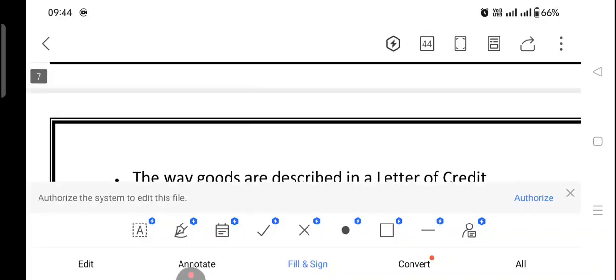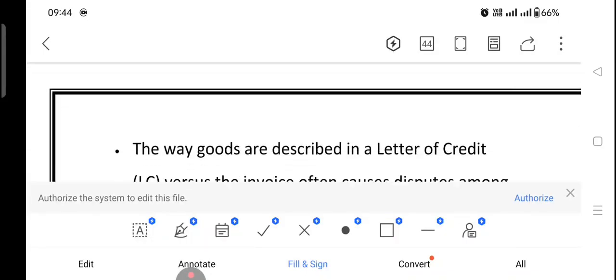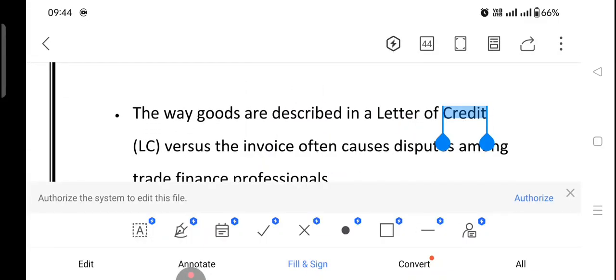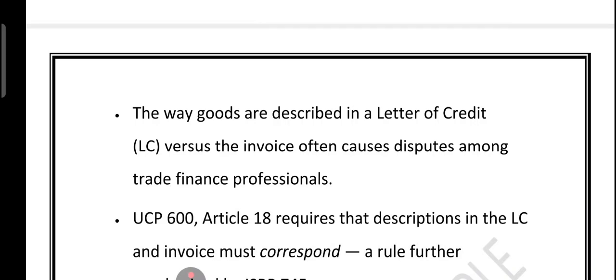So let's just summarize what we have covered here. I told you that the letter of credit involves description. Letter of credit and invoice description must match exactly. That is UCP 600, Article 18.